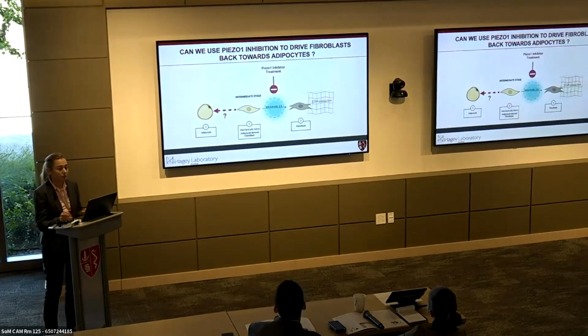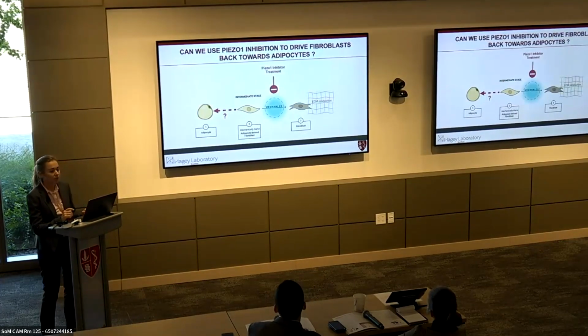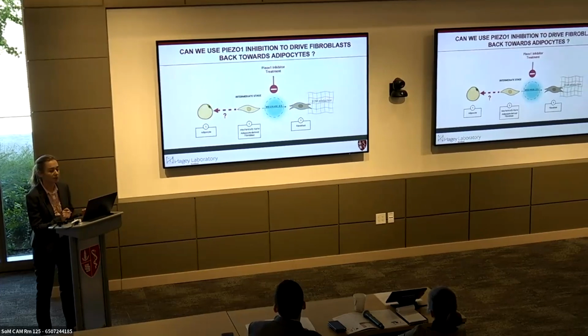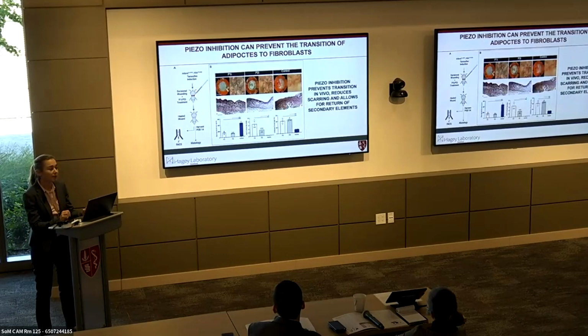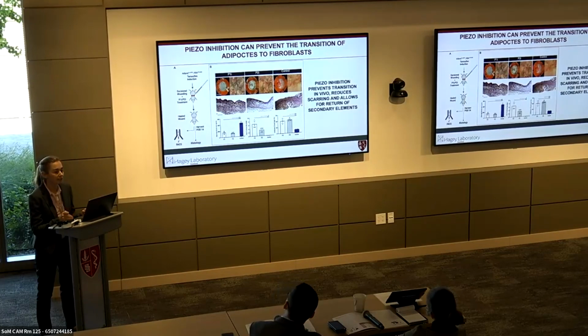So given these in vitro results, I further questioned whether applying a piezo-1 and 2 inhibitor could act on these bad fibroblasts and convert them back to the good things, the adipocytes I want in my wound to prevent skin scarring. So to answer this question, we went back to the rainbow mouse, we created the same wounds, but at the time of wounding, we administered piezo-1 and piezo-2 inhibitor, and we monitored the wounds for 14 days.